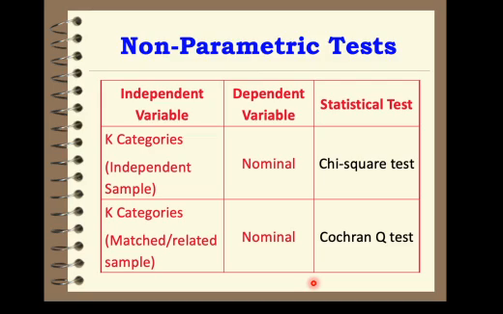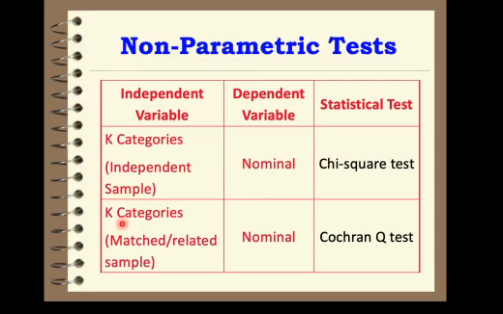Now, when we have an independent variable with k categories, k meaning more than 2 categories, and they are independent, for example, smoking status: smoker, non-smoker, and previous smoker. So, more than 2 categories. And then the dependent variable is nominal. The statistical test to use is a chi-square test, because, as we said, with the chi-square test we have both independent and dependent variables being qualitative. Nominal is qualitative.